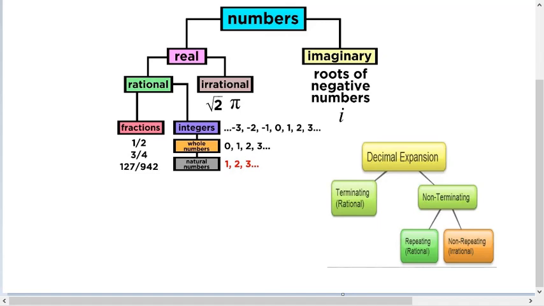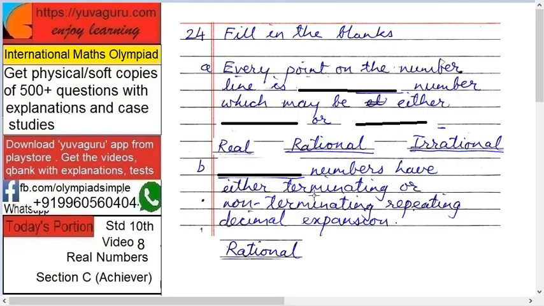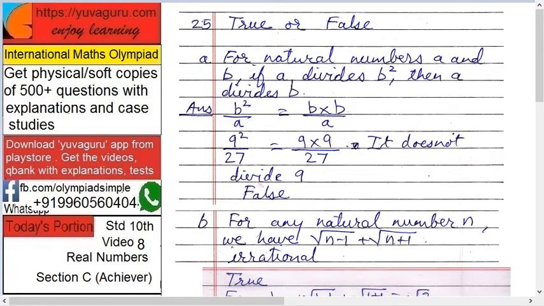We have done this in our earlier videos. Kindly check the video. So rationals have what? Either terminating or non-terminating repeating. You can call it NTR. Terminating or NTR. And irrationals have what? NT or NR.